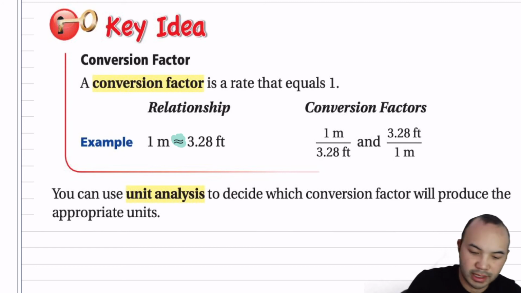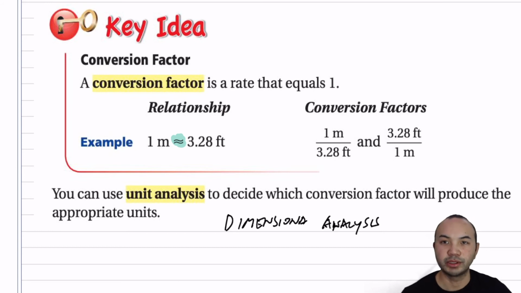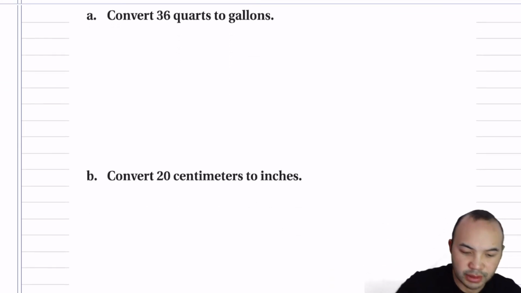Some people call it dimensional analysis. And if you look up dimensional analysis, that's probably what will show up more, because that's what they call it more often than unit analysis. So let's check out this example here. It says convert 36 quarts to gallons.